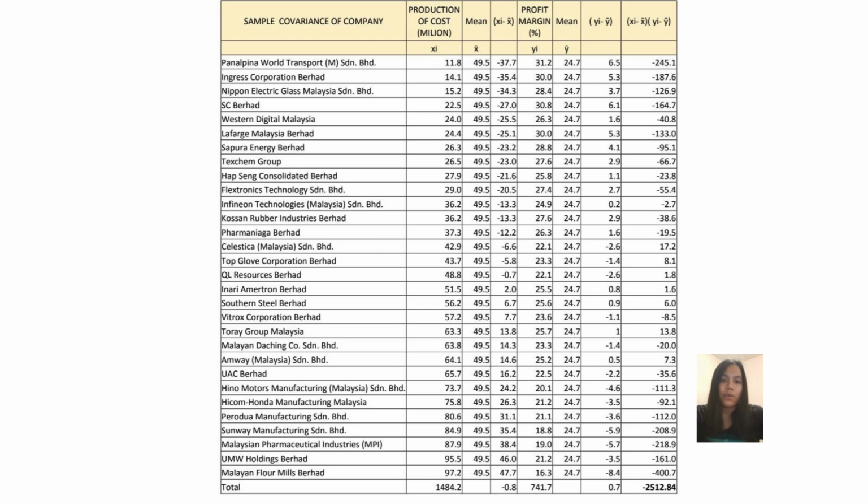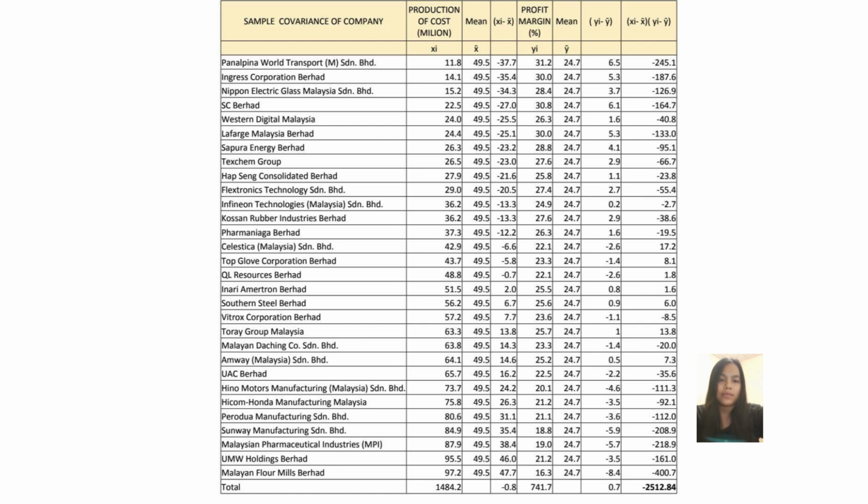Next, I'm searching for the deviation for yi and y bar. Same also, I'm searching for the mean, which is total profit margin I divide by number of companies, 741.7 divided by 30, so I get 24.72. So subtract the mean from each data point. For example, Panamlina World Transport, yi and y bar, which is 31.2 minus 24.72. So I get 6.48. So I repeat for all the data points. So the total I get is 0.12 percentage.